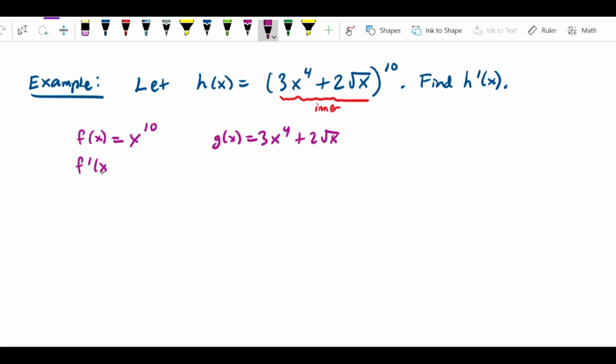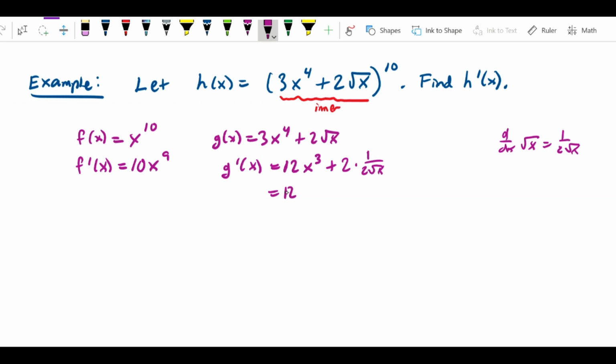We know that f prime of x equals 10x to the ninth, and g prime of x equals: 3x to the fourth, its derivative is 12x cubed. And then 2 root x, I think that by now you should have remembered that the derivative of square root of x is 1 over 2 root x. So this is going to be 2 times 1 over 2 root x. That means the derivative is 12x cubed plus 1 over root x.